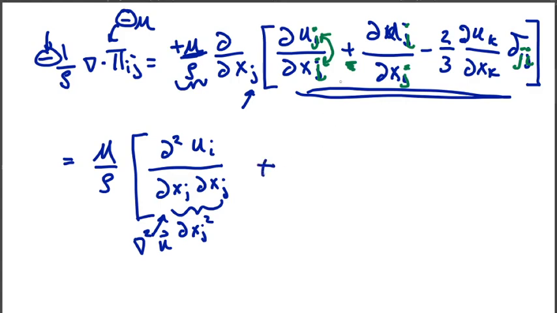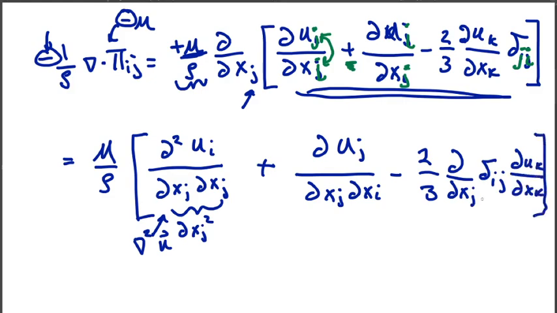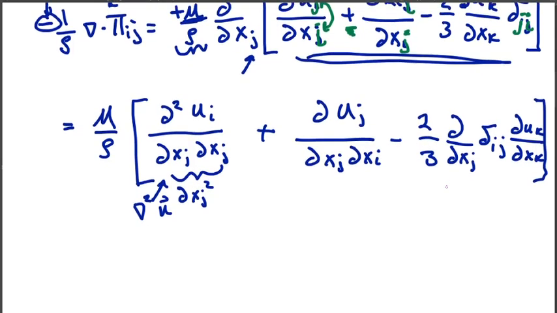So now we have our d sub uj, and we have our d sub xj on our d sub xi. We'll come back to that in a moment. And then we have a minus 2/3 d sub xj, and this is going to actually contract on the ij, and then we have our duk dxk. All right. So how can we simplify some things?